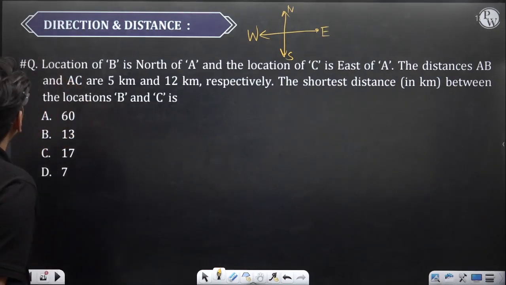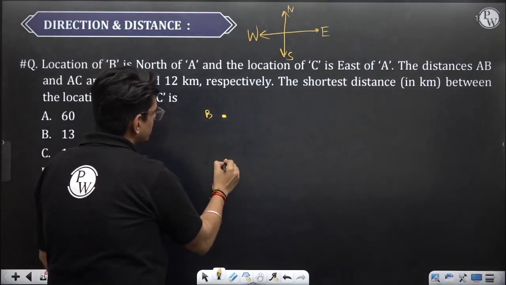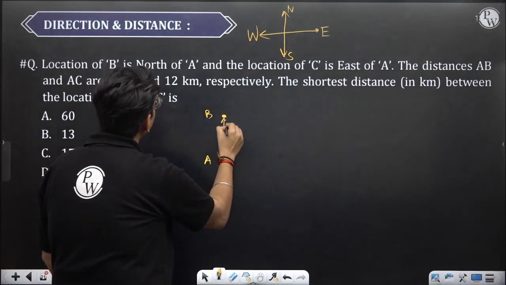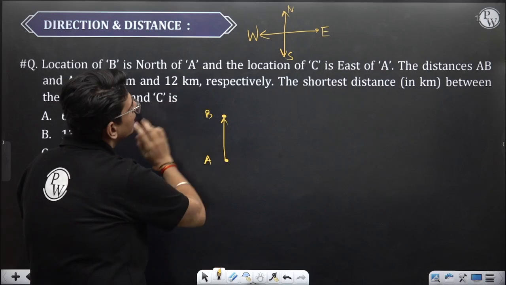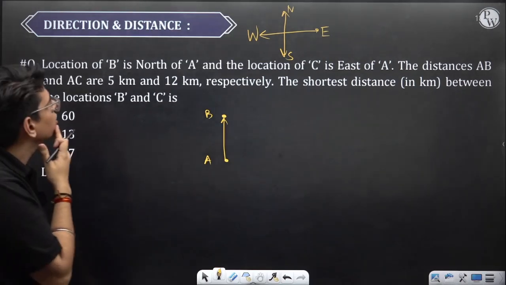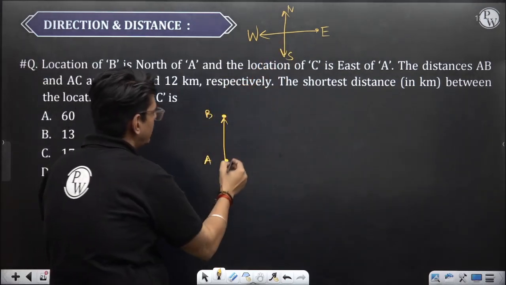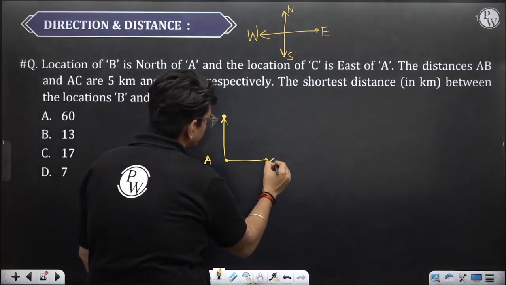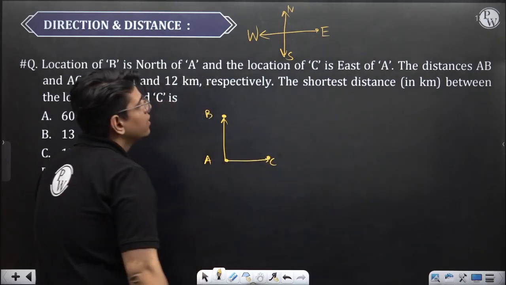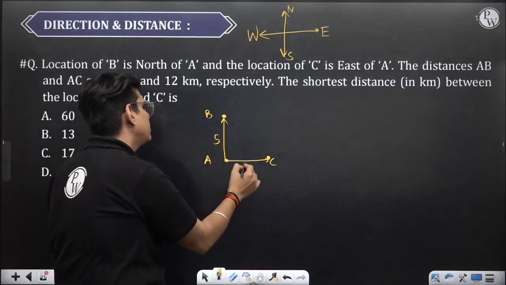All right. Location of B is north of A. This is B. This is point A. B is north of A, and there is no mention of the distance. Distance is not given, right? B is north of A, done. And the location of C is east of A. East is that side. Location of C is somewhere here, east of A. The distances AB and AC are 5 and 12. AB is 5, AC is 12, right?